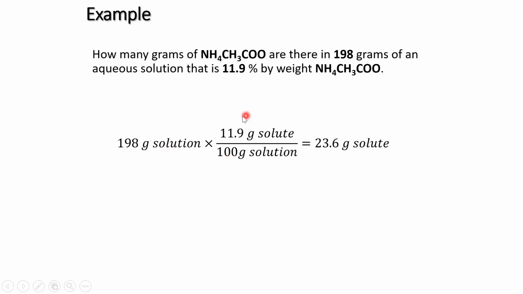So this is an easy way for us to write that: 11.9%. 11.9% really means 11.9 grams of solute per 100 grams of solution. So we can use this mass percent as a conversion factor. We're going to convert from grams of solution to grams of solute. So this 198 grams of solution would have 23.6 grams of ammonium acetate in it.